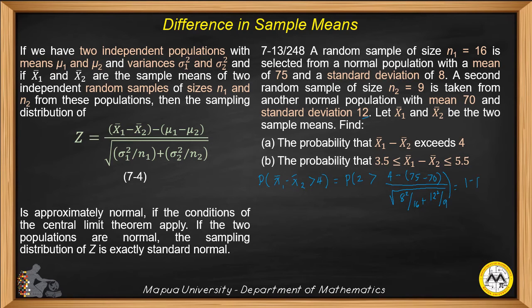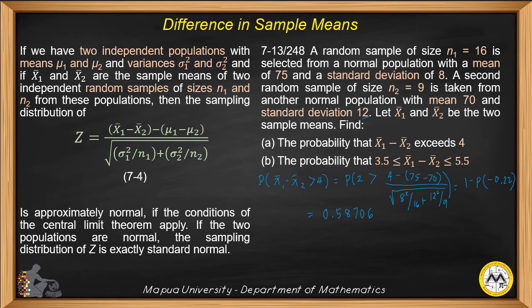So this is 1 minus a P of negative 0.22. So this would be a probability of 1 minus a P of negative 0.22. So this is 0.58706.